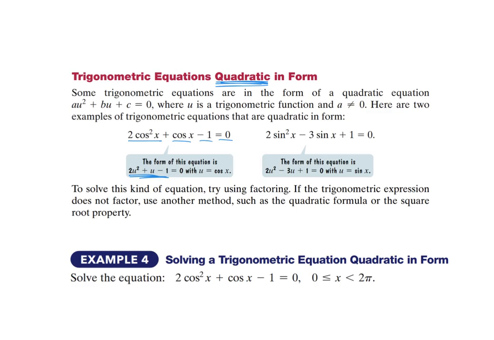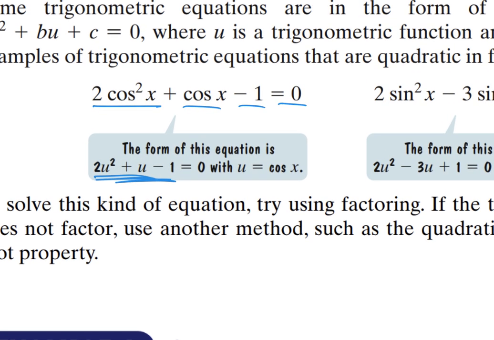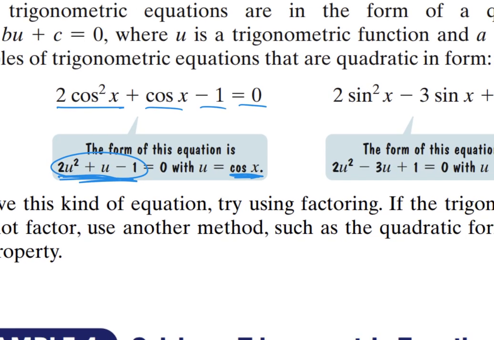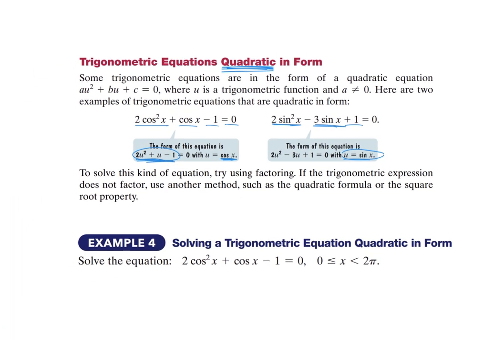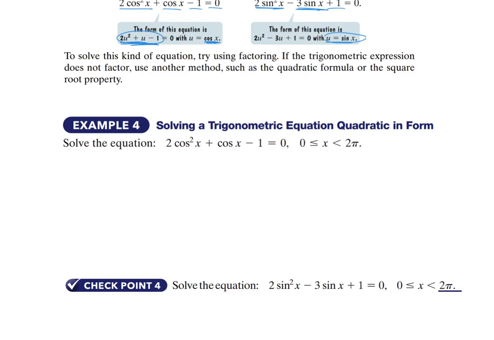If you'll see the u substitution here below it, it says 2u squared plus u minus 1, where u equals cosine of x. Okay? And then we have a similar thing over here with 2 sine squared of x minus 3 sine of x plus 1, where u equals sine of x. So these are each in quadratic form. We can solve these by factoring or by the quadratic formula. I think most of our examples will deal with factoring. Example 4, solving a trigonometric equation quadratic in form.